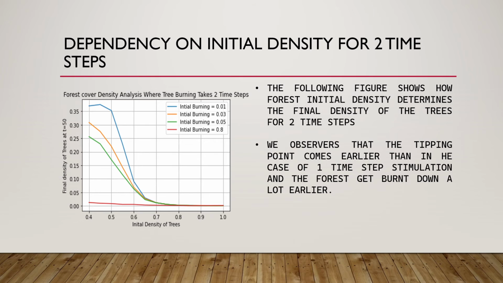The following figure shows how the forest's initial density determines the final density for 2 time steps. We observe that the tipping point comes earlier than in the case of the 1 time step simulation, and the forest gets burned down a lot earlier.